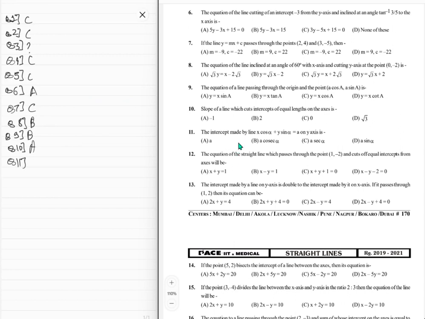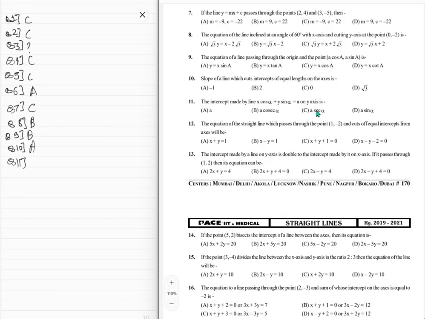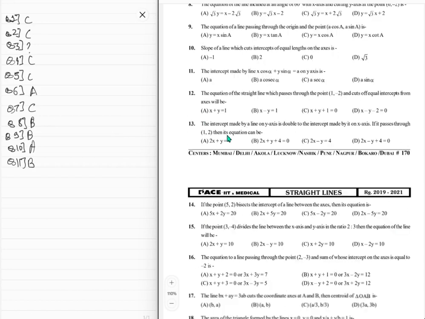The intercept made by the line on the y-axis: just put x equal to 0, right? And that's y equal to a cosec alpha. So 11th B. By the way, this thing is actually very similar to the tangent of an ellipse and stuff. But yeah, we won't get into that.